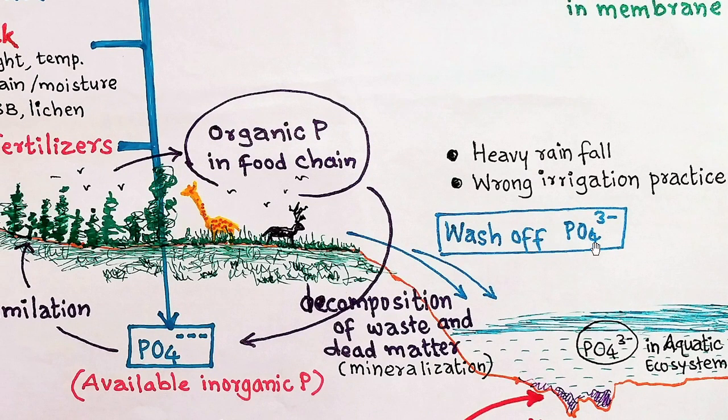The washed-off phosphate comes to the aquatic ecosystem, where the phytoplanktons and aquatic plants utilize this phosphate. Again, this phosphate enters the aquatic food chain and is passed on. Here also, after the death of the algae and other living organisms in the aquatic ecosystem, the phosphate mineralization process occurs. The excess phosphate may lead to eutrophication of water bodies which have a limited source of water, like lakes.